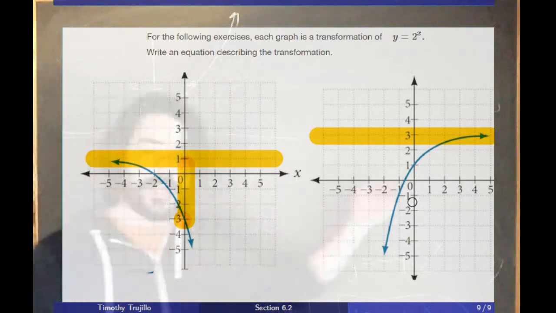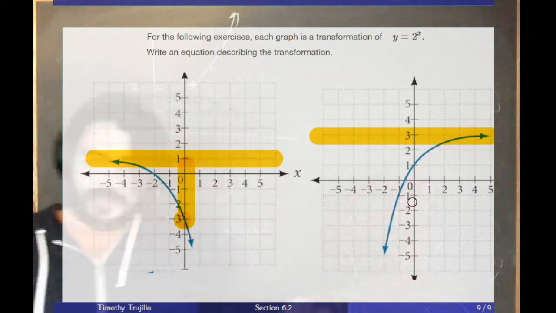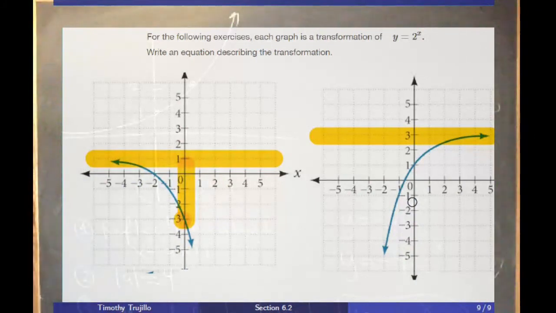But we can get that shape that we're seeing right there by doing a couple of reflections, right? So what do we need to reflect across? The x-axis, the y-axis, both. What are we doing?